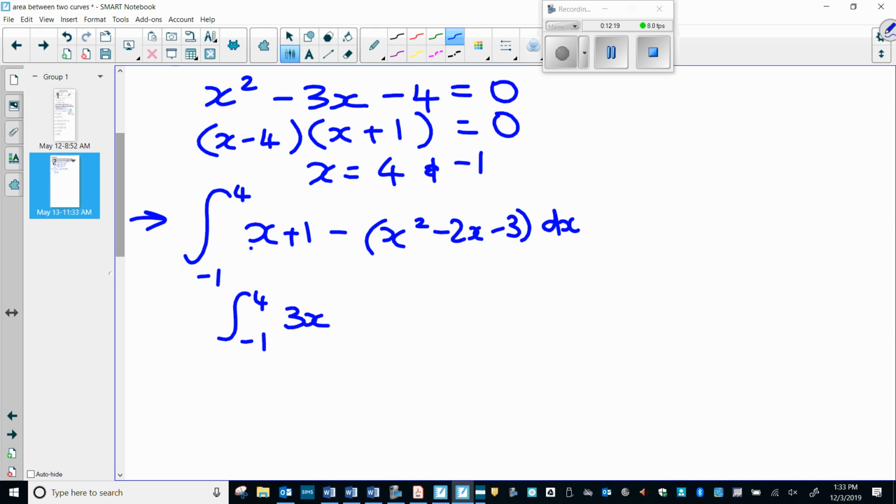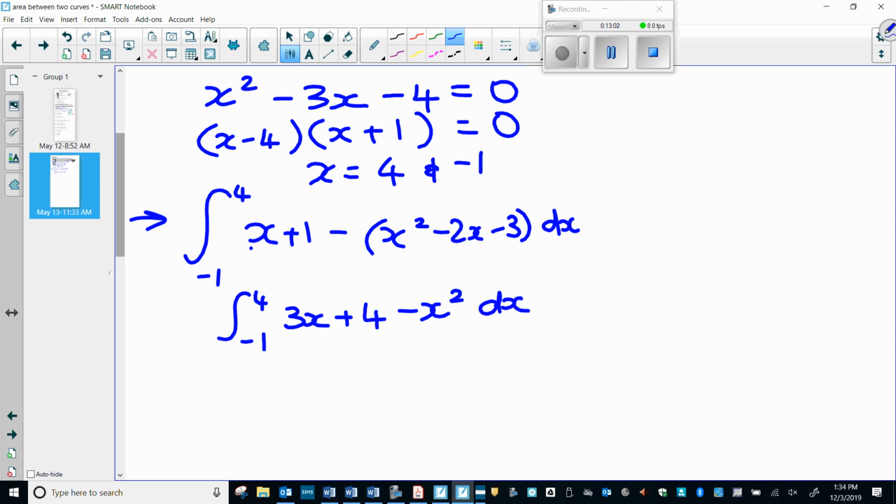Then we've got 1 subtract negative 3. Negative away, so it's adding. So 1 plus 3, that's 4. And then minus 2. And then we've got negative in front of the x squared, so it's just negative x squared.